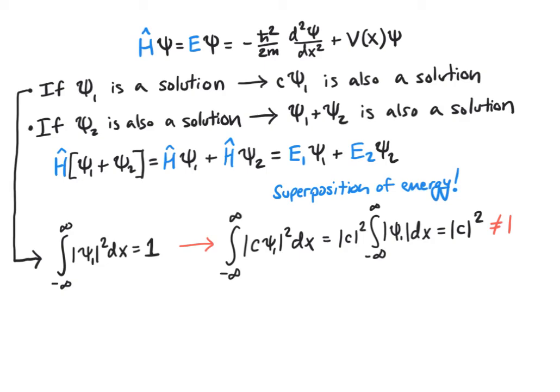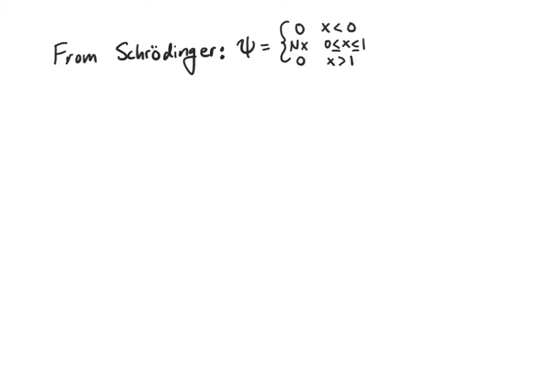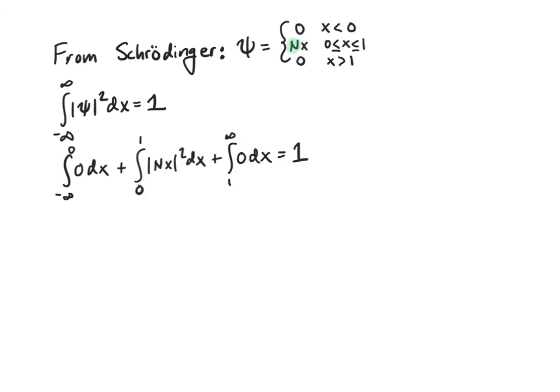Imagine we've already gone and solved the Schrodinger equation for a particular potential energy function. And we got that the wave function is equal to an arbitrary constant, let's call it n, times x, between x equals 0 and 1, and it's 0 everywhere else. We want to find the value of n, so what we do is we normalize our wave function. We plug our wave function into the normalization condition, we demand that it be equal to 1, and we solve for the variable, or the unknown, n.